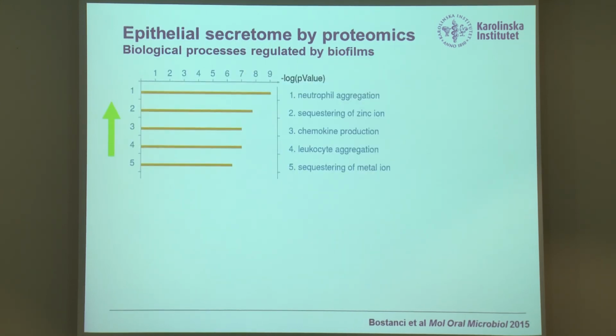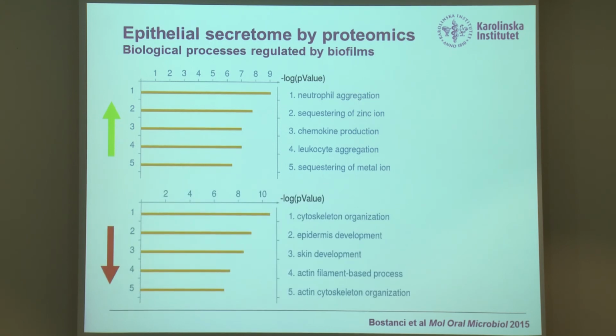When we now cluster these proteins according to the different biological processes, based on the appropriate bioinformatics software, we found out that the upregulated proteins were associated with neutrophil aggregation, sequestering of zinc ion, chemokine production, leukocyte aggregation, and sequestering of metal ion. The downregulated proteins were associated more with cytoskeletal organization, epidermis development, skin development, actin filament-based processes, and actin cytoskeleton organization.